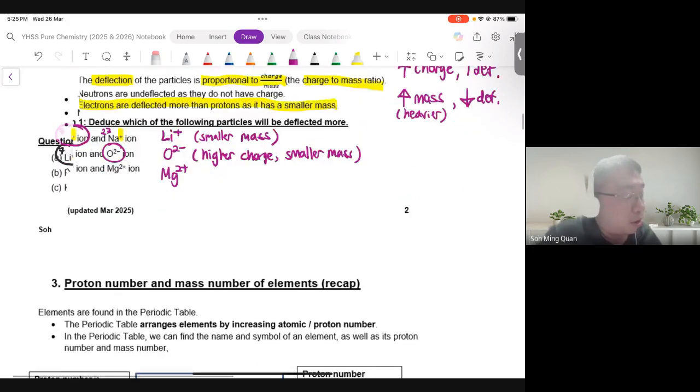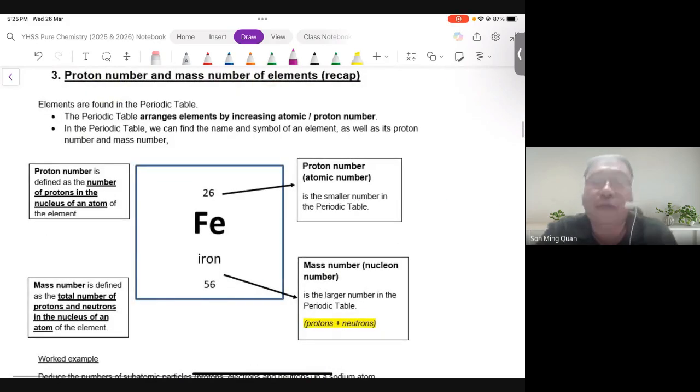All right, now moving on. If you look at the next page, it's also recap, but let's just go through it. I'm sure you will realize that this is an element called iron. Iron is found in the periodic table, where you can look for the chemical symbol, the name, as well as two numbers, the proton number and the mass number. Importantly, you need to know proton number is also called atomic number. So proton number and atomic number are the same.